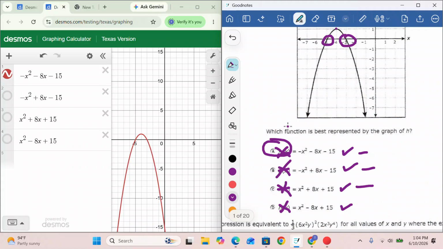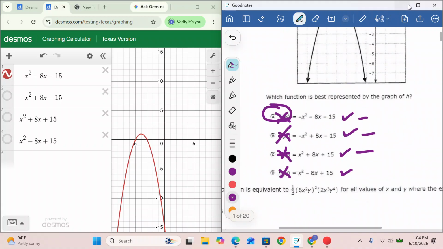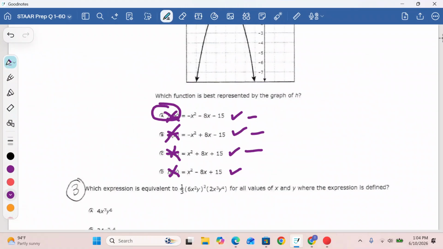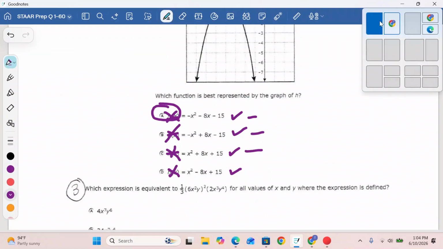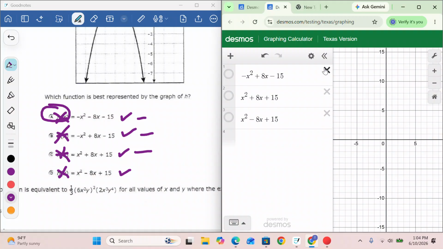Number 3. Ooh, already 2 problems and they look really good. Okay, so I'm going to go to number 3 and, first of all, I want to clean up Desmos. So I'm going to come over here and clean up Desmos because I got my answer. I don't need it.